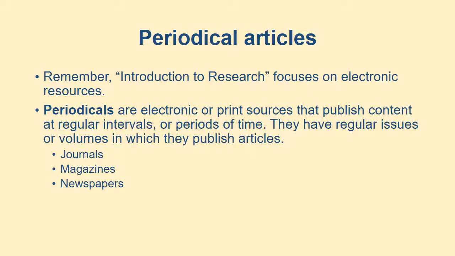So remember, Introduction to Research focuses on electronic resources. There are many other types of resources available to you, but this particular series is focusing on electronic resources. In particular, we're going to focus on periodicals. Periodicals are electronic or print resources that publish content at regular intervals or periods of time. Periodicals have regular issues or volumes in which they publish articles. Some examples of periodicals would be things like journals, magazines, or newspapers.